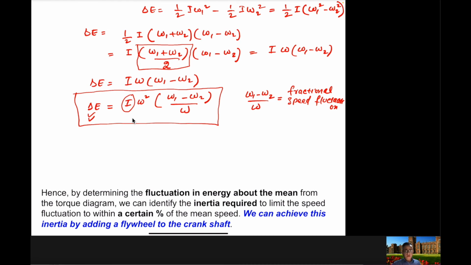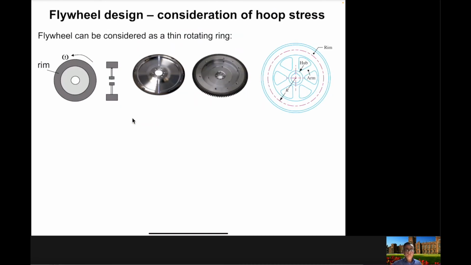Okay, so now again we will discuss the design of the flywheel while considering the hoop stresses here. If you are familiar with the idea of cylinders, a thick wall cylinder or thin wall cylinder, in a cylinder we have different types of stresses.